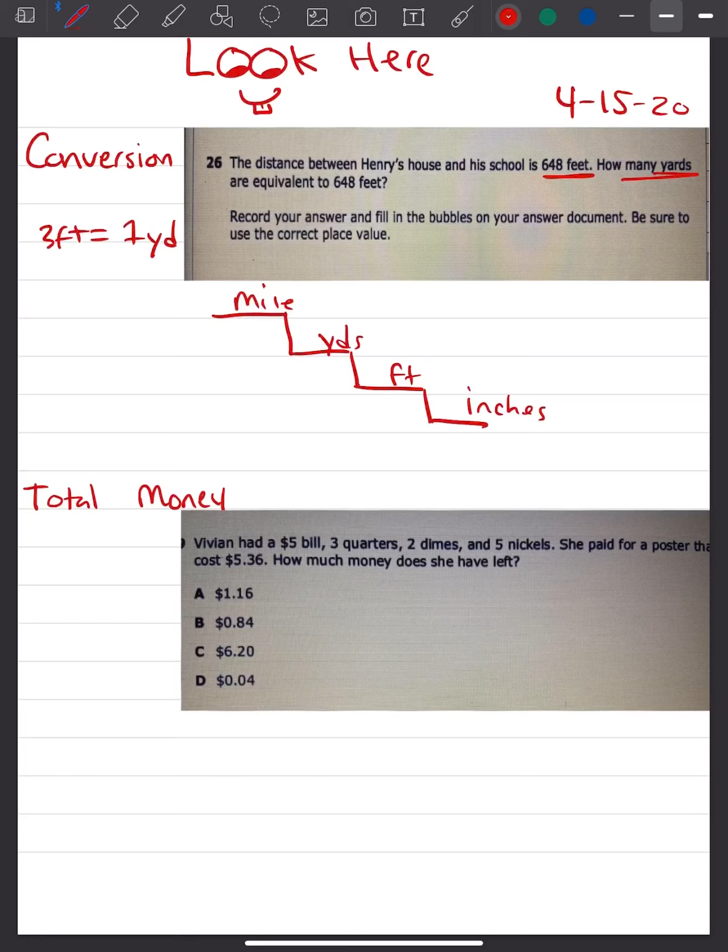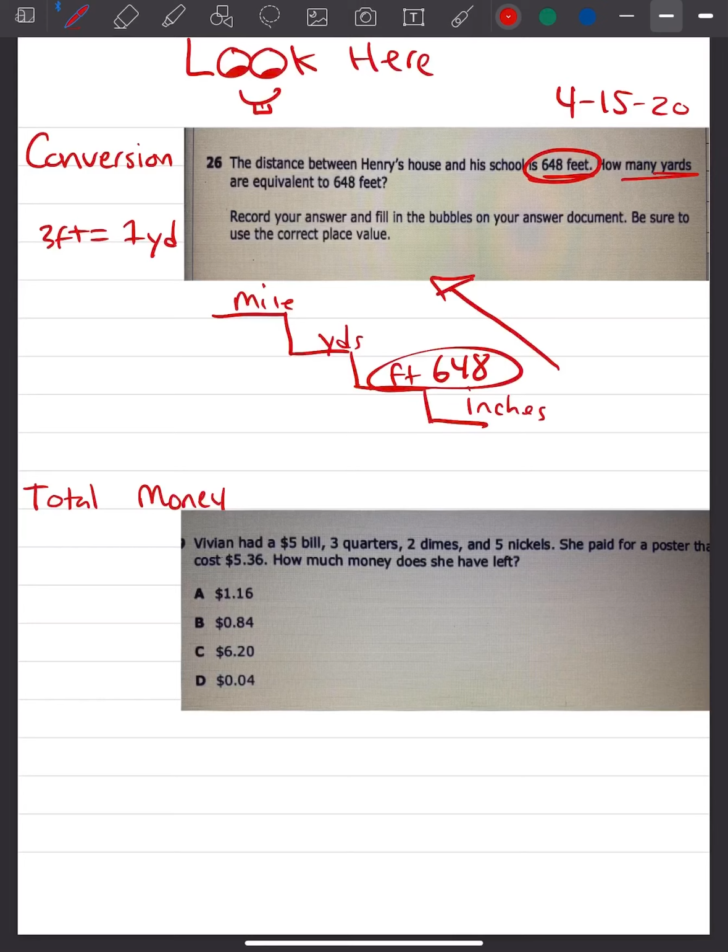Okay, so now what do we have here in this problem? In this problem, they gave us 648 feet. That's what I already have. I already have 648 feet. All right, now they want me to convert to yards. Look at where yards are on our ladder. Is it on top or is it at the bottom? It's on top, right? So I'm going up, guys. Okay, I'm going to be going up.